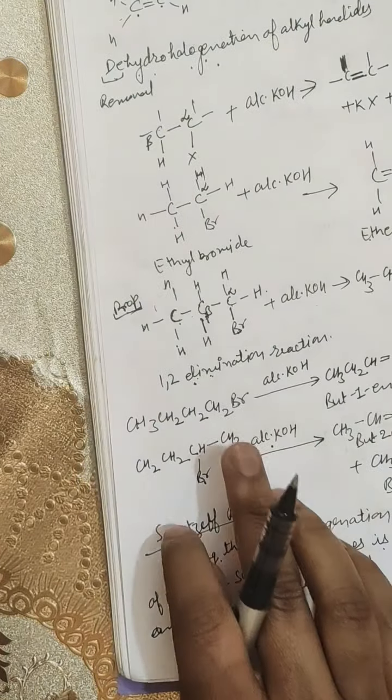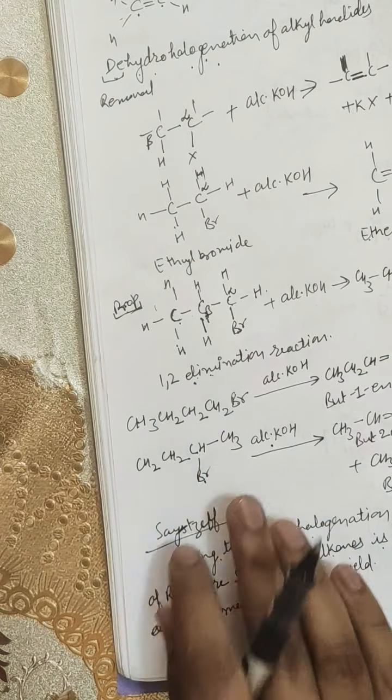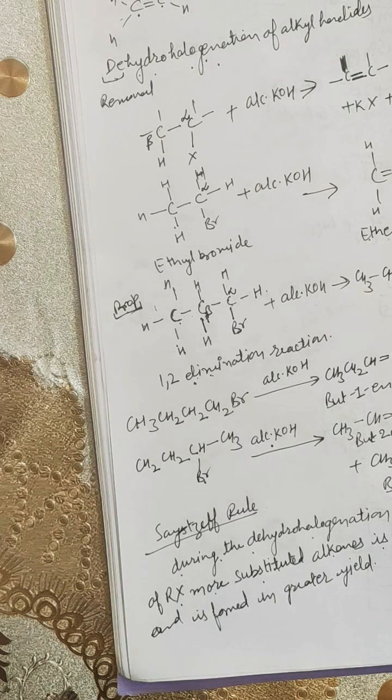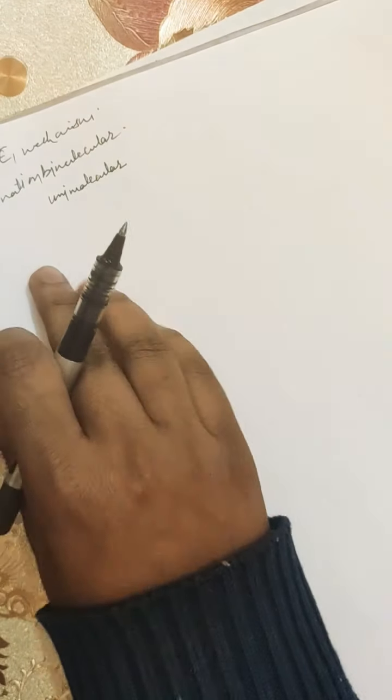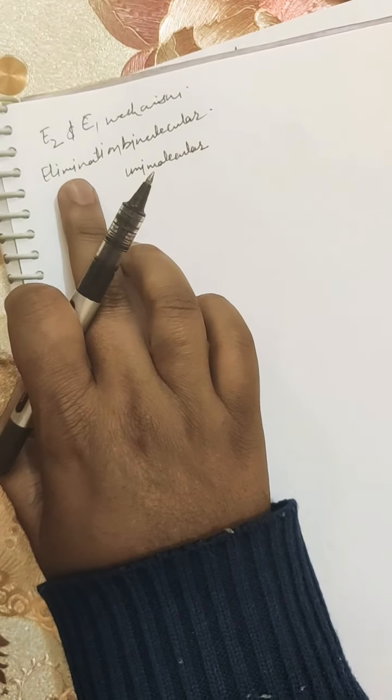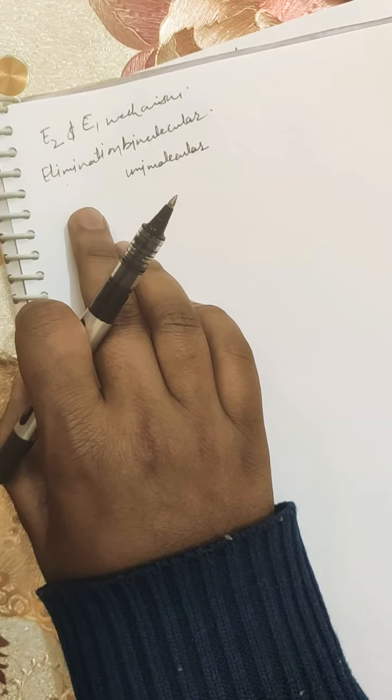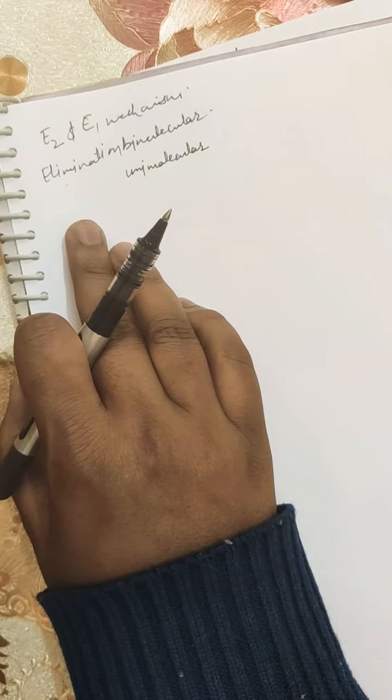So elimination reactions are those we are studying, the elimination reaction of dehydrohalogenation, in which hydrogen and halogen are removed or lost. So these are examples of elimination reaction, and there are two types of elimination reaction, that is E2 elimination and E1 elimination. So what is E2 elimination? E2 elimination means this mechanism is for dehydrohalogenation of primary alkyl halide in concentrated solution of strong base. It is a single step mechanism.